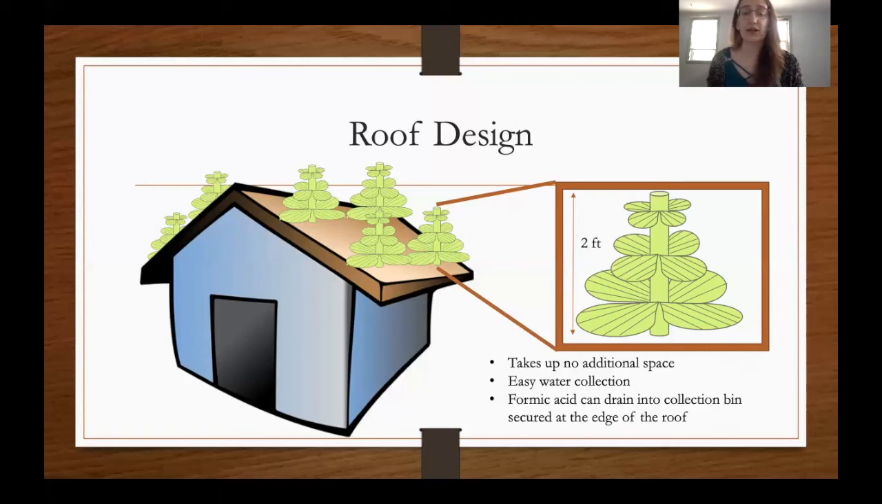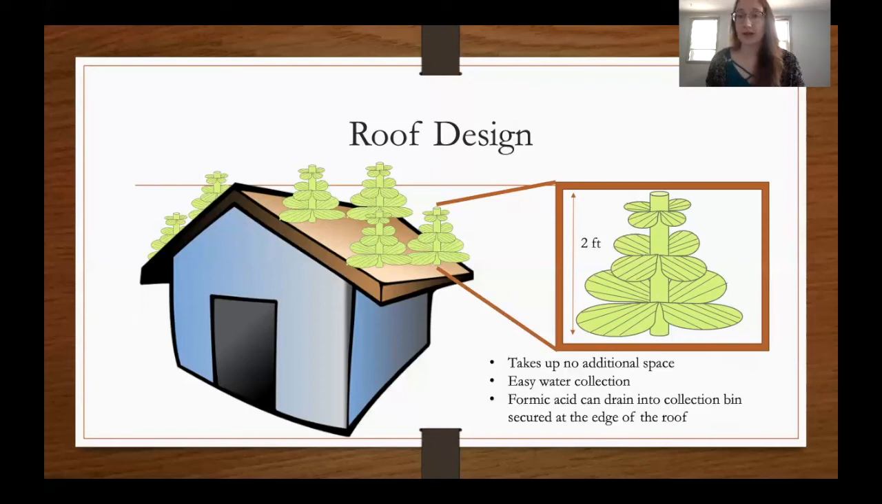Additionally, you can fit a bunch of these devices on each roof, which will increase the amount of formic acid production and ultimately the cost benefit as well. If you have more, you produce more formic acid and they'll pay themselves off sooner.